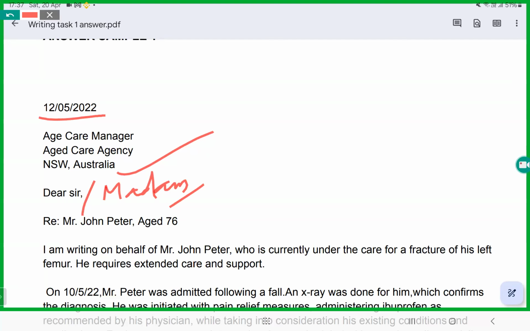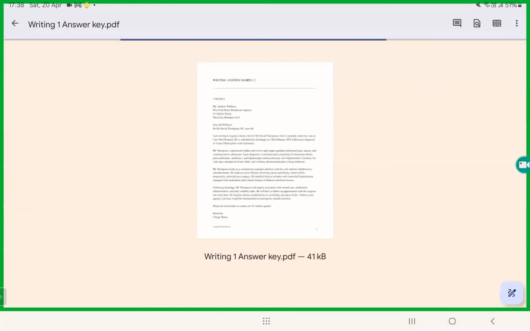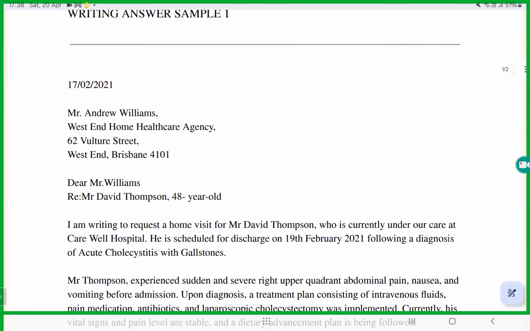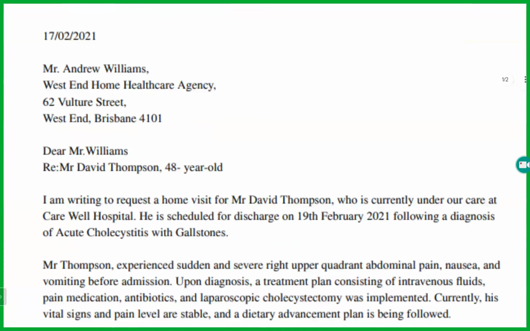In the referral, we need to write the patient name and age. So here you can write Mr. John Peter, age 76. Sorry, it's wrong. Yeah, this is the right one. This is the correct answer letter. Sorry, it's a misunderstanding. Sorry, everyone.